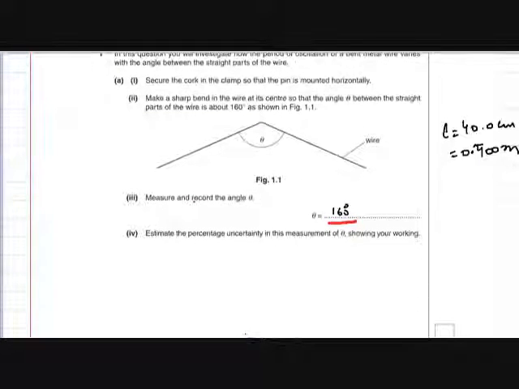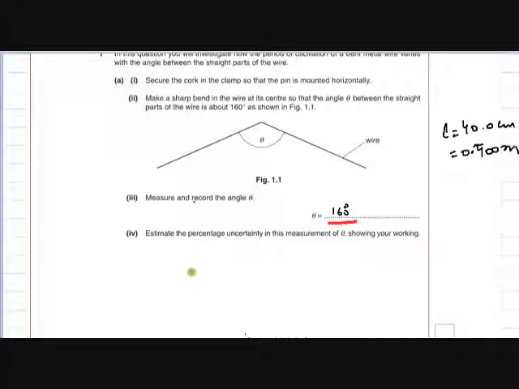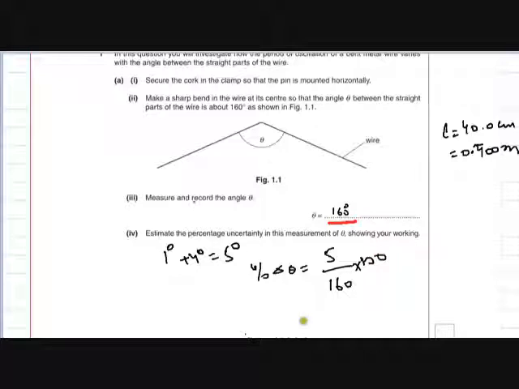Now he says estimate the percentage uncertainty in the measurement of theta, showing your working. While we're doing the practical, you will see this wire is very thick, so it occupies 2 degree from one side, 2 degree from the other. So total uncertainty is 1 degree due to the instrument plus 4 degree, and this becomes 5 degree. So absolute uncertainty becomes 5 degree upon 160 multiplied by 100, and this will give to you.